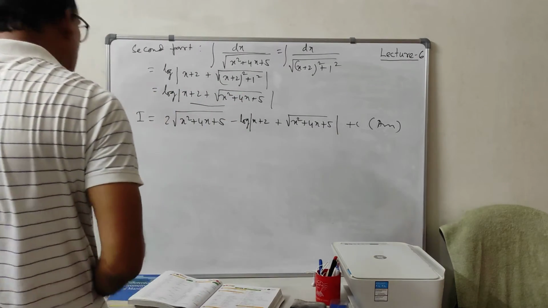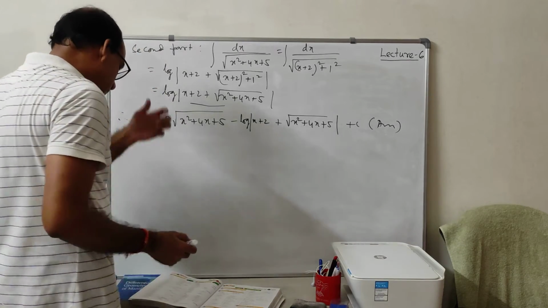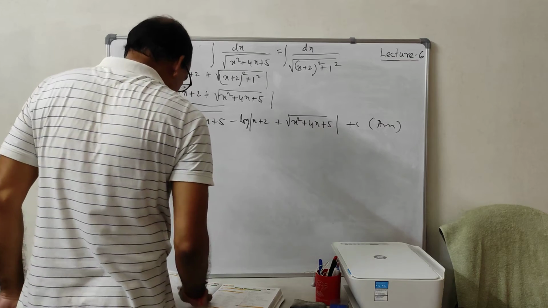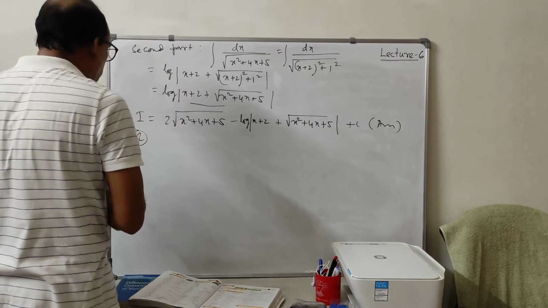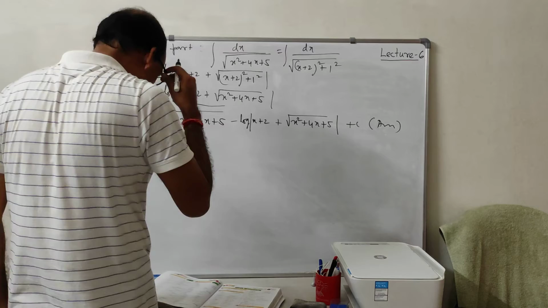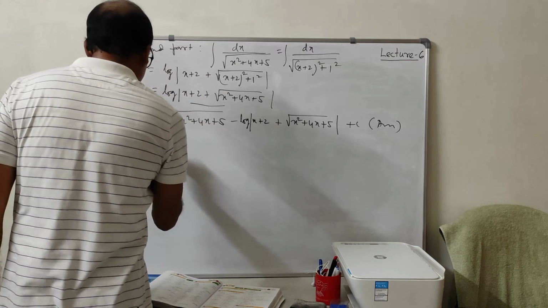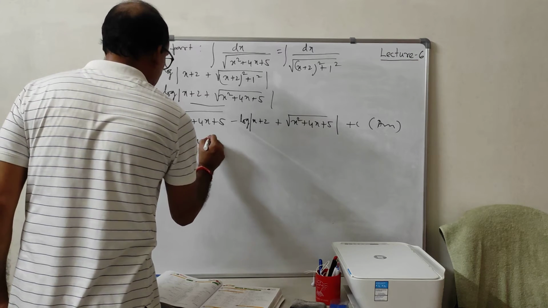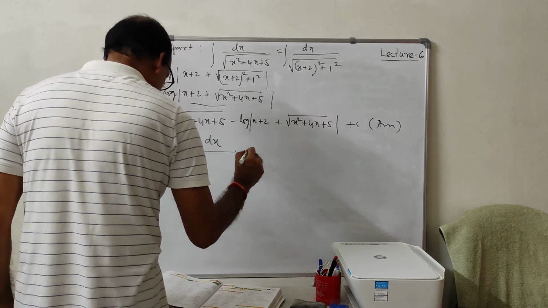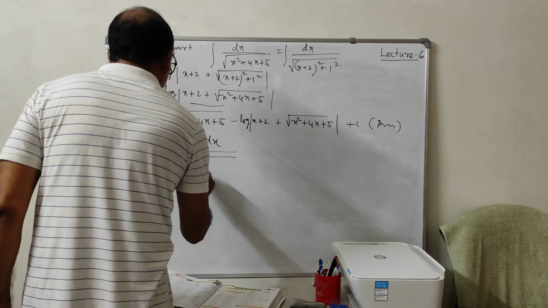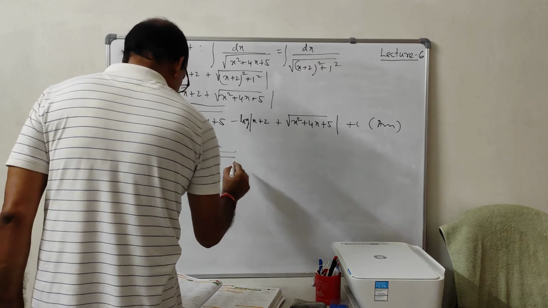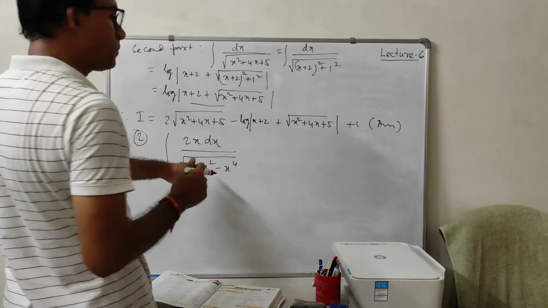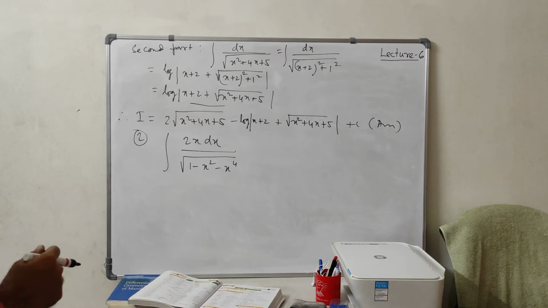Next, I take another example of this type. Problem number 2 in long answer type question. Integration 2x dx over root over of 1 minus x square minus x4. This is your problem.